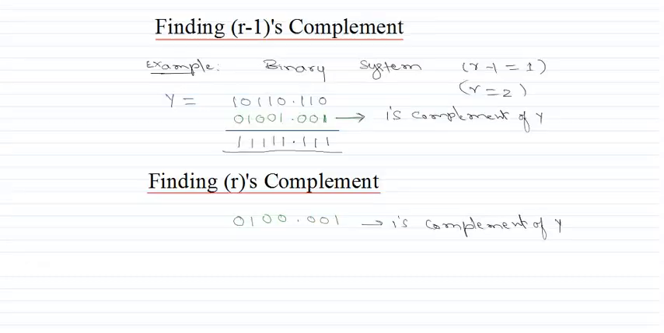Now let us see how we can find the r minus 1's complement. As an example, here I am taking the binary system. In the binary system, the r minus 1 value is equal to 1 and r is equal to 2. Now here I am taking an example, y is equal to 10110.110.